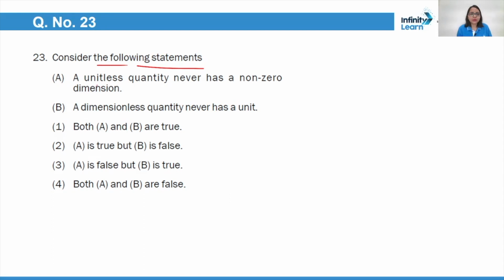Consider the following statements. A unitless quantity never has a non-zero dimension. That is true. A dimensionless quantity never has a unit. That is false. For example, angle. Angle has unit radian, but dimension 0. Right. So over here, A is true, B is false.